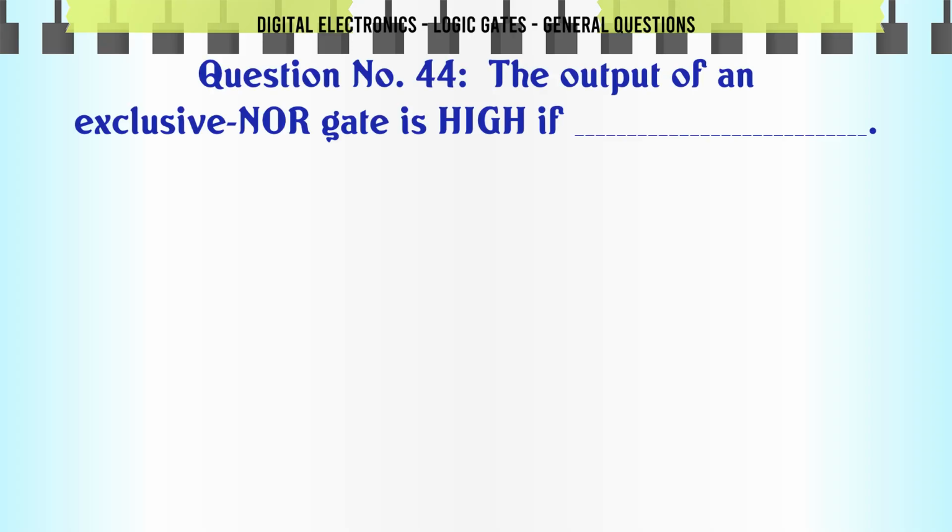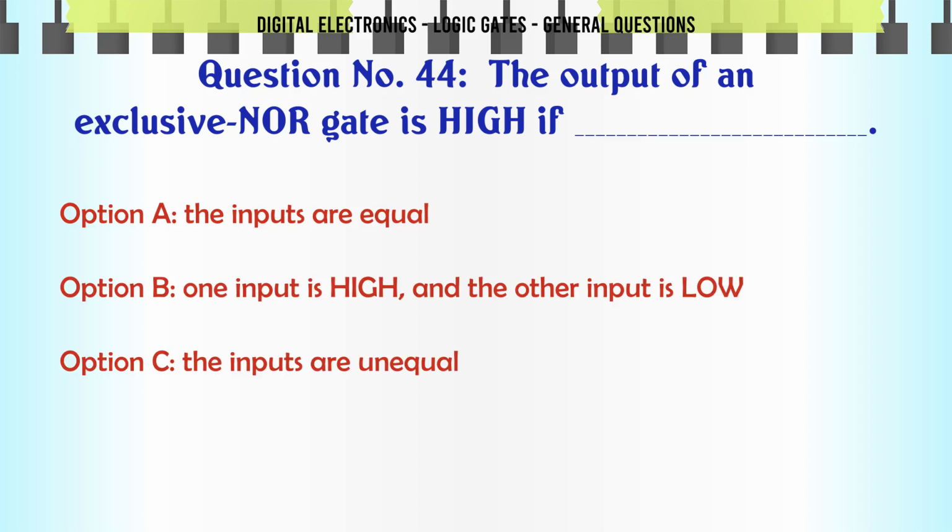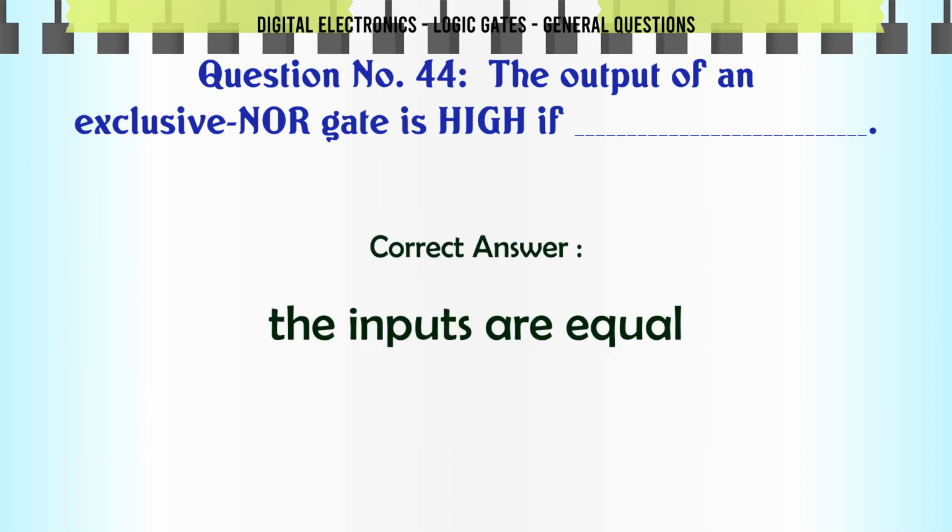The output of an exclusive NOR gate is high if A. The inputs are equal. B. One input is high and the other input is low. C. The inputs are unequal. D. None of the above. The correct answer is the inputs are equal.